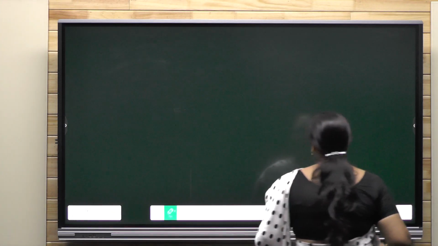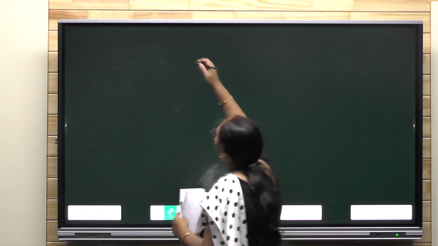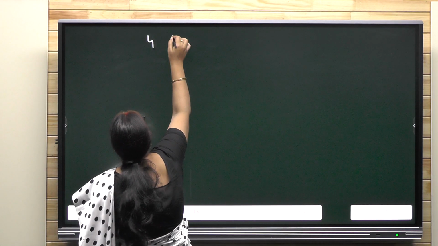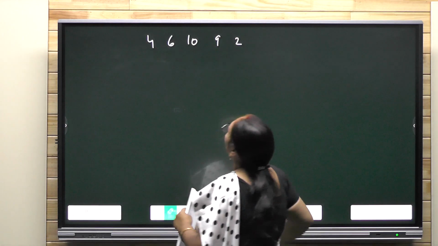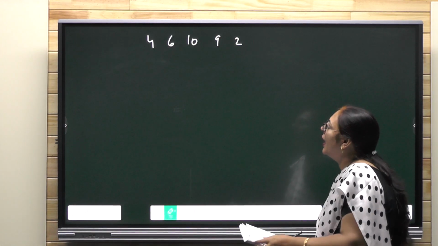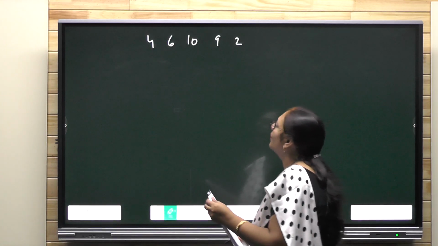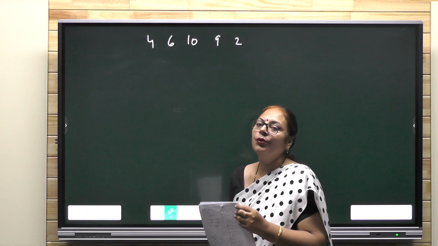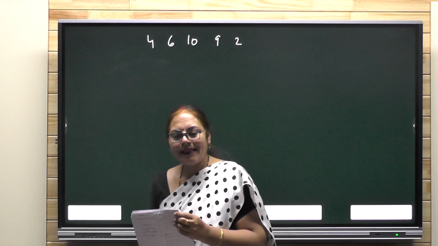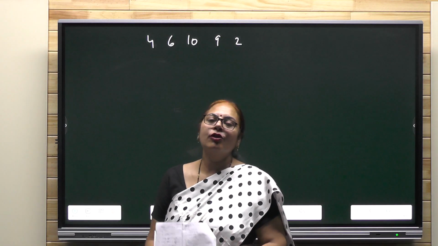Suppose we have the elements, we will take one small example: 4, 6, 10, 9, 2. These are the elements that we have in the array, and now you have to sort these using heap sort. So the first step in heap sort is to make the heap, max heap or min heap. We are taking the case of min heap.